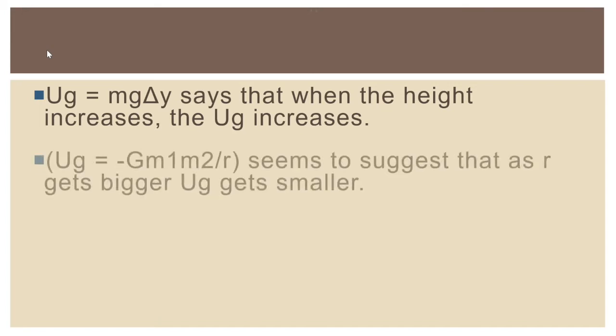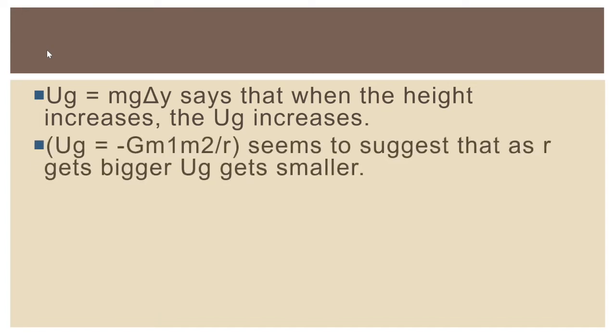Well, according to that equation, it seems to suggest that as r gets bigger, the gravitational potential energy gets smaller, right? The r is in the denominator, so when the r gets bigger, it makes the number there smaller. How do we reconcile those two things? How do we possibly recognize that these two equations seem to say different things as the height increases?